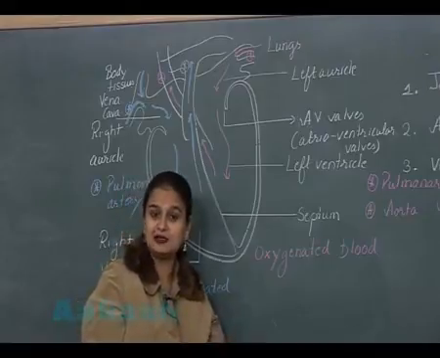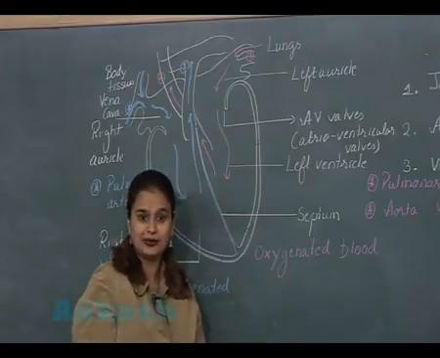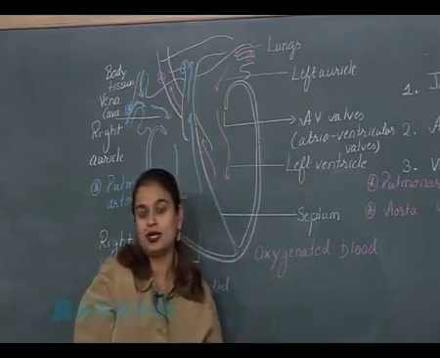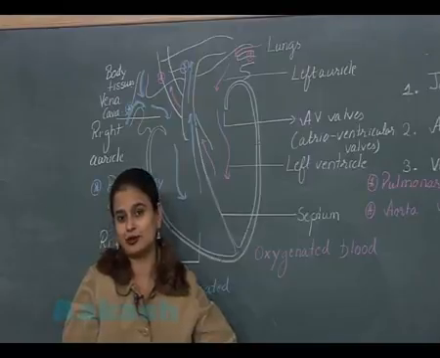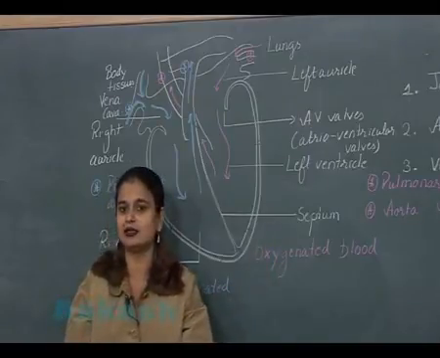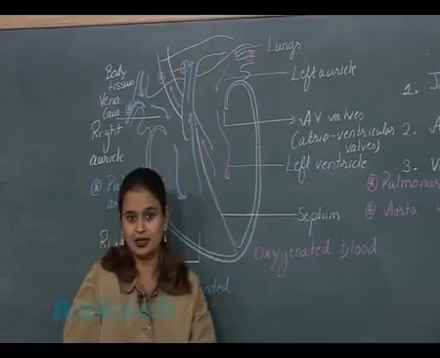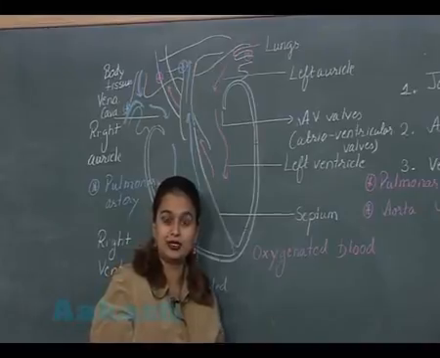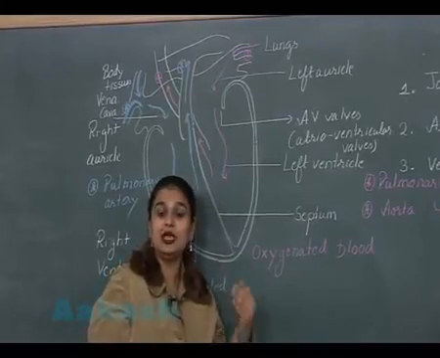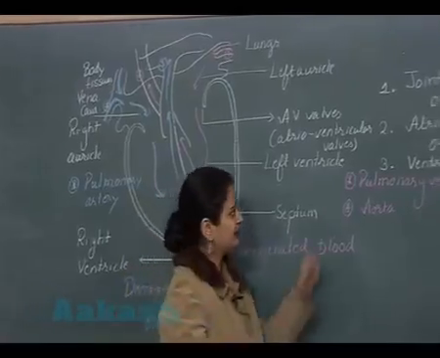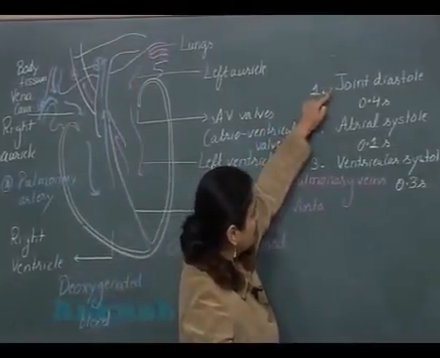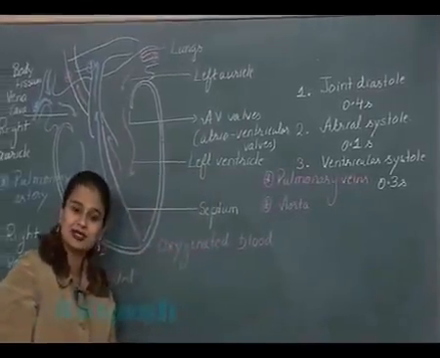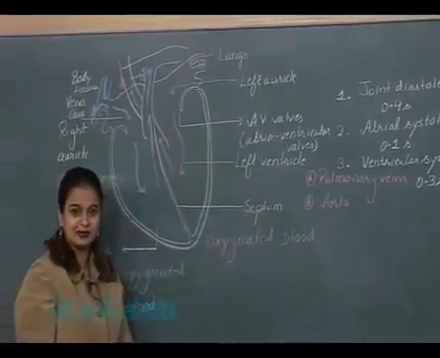This is the end of the cardiac cycle. One cardiac cycle is going to stop, one cardiac cycle is going to come to an end, then the second cardiac cycle is going to start. In the second cardiac cycle, again what is going to happen? The first step is going to be joint diastole. All the four chambers are present in the relaxed state.